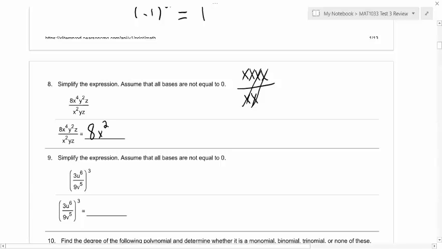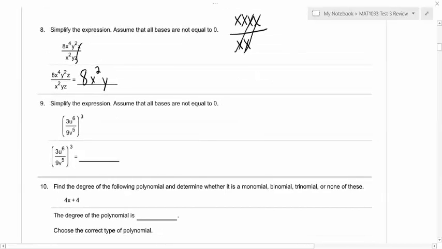Okay, what about for y? Just y. 2 minus 1 is 1, and you don't have to write the 1 as the exponent. It can be assumed if there's nothing written there. And then what about the z's? They cancel out. Perfect. So that would be your answer, 8x squared y.